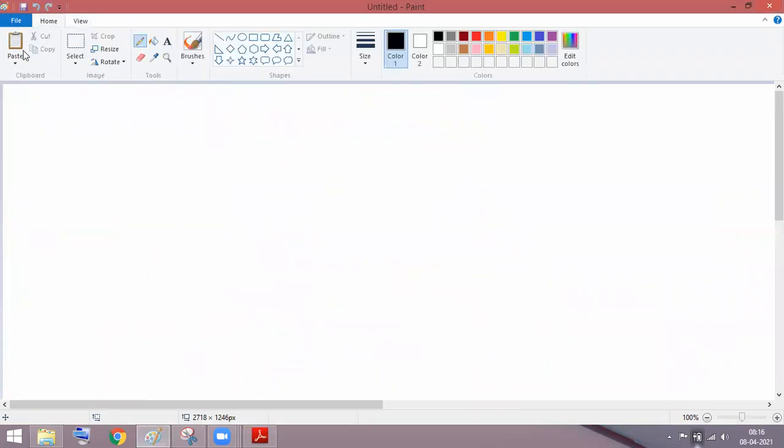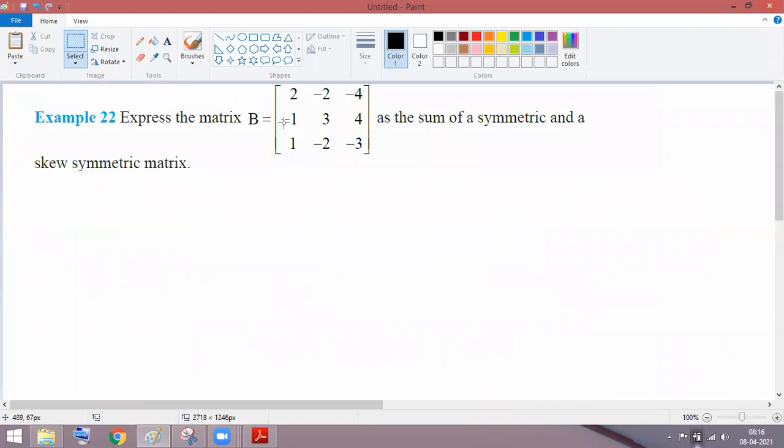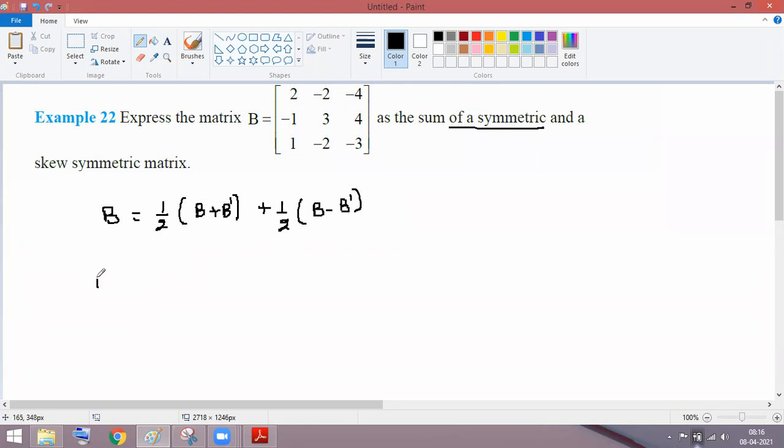Okay. What is this question? The question is to express the matrix B as a sum of symmetric and skew symmetric matrices. तो क्या लिखूंगा, B equals half of B plus B dash, this is the symmetric, plus half of B minus B dash. And I told you कि half मैंने कहाँ से लिया था. Look at the derivation, आपको समझ में आएगा half कहाँ से आया है. Now first we have to find B plus B dash.